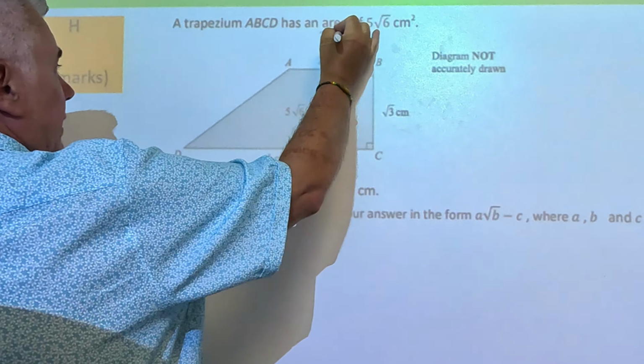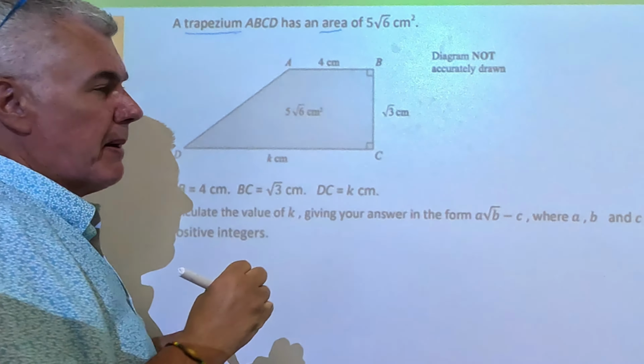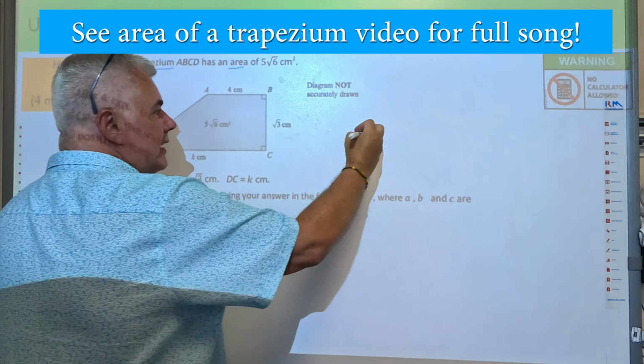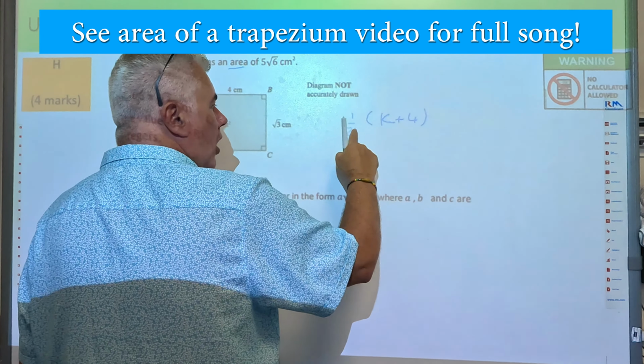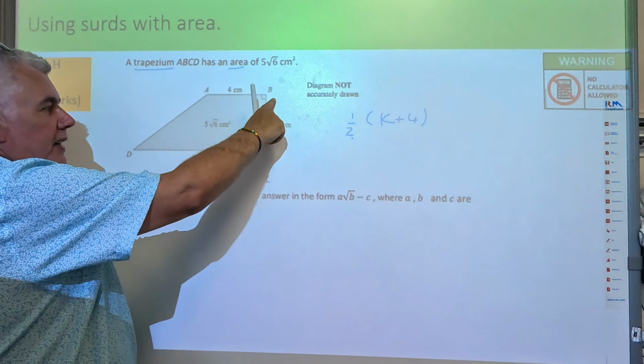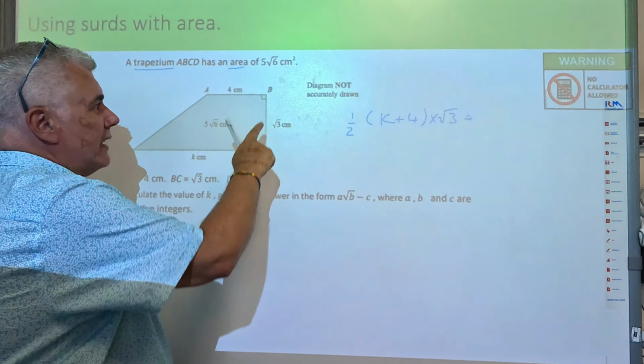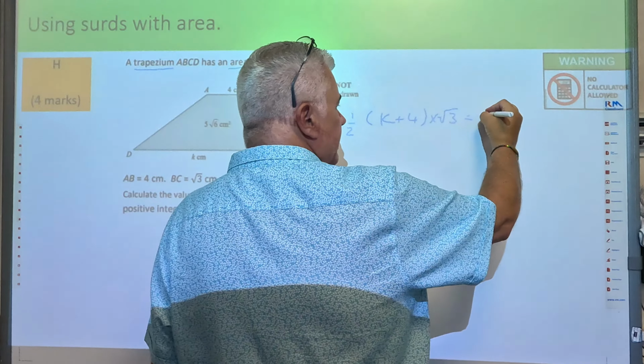Area is specifically mentioned. Trapezium is specifically mentioned. Let's work with the area of a trapezium. Half the sum of the parallel sides times the height between them. That is how you calculate the area of a trapezium.